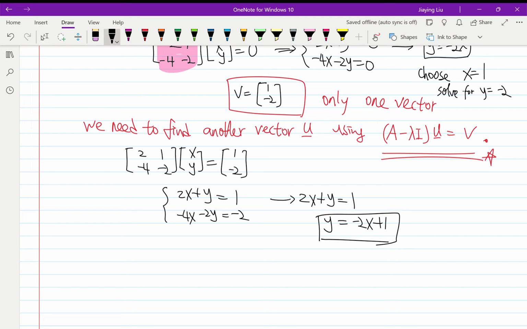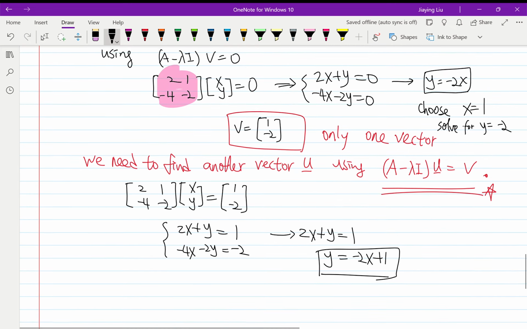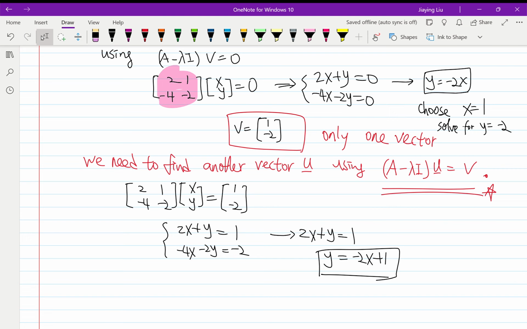So here again we have one equation, two variables. It's slightly different from the equation we had above, right? Earlier we had y equals -2x, that's it, nothing else, but now we have -2x plus 1. So this is something that you can actually use to check your work.